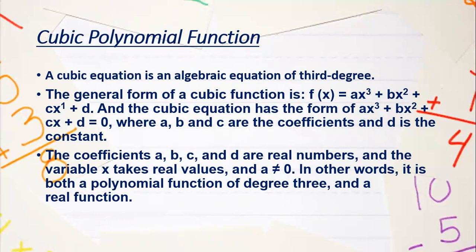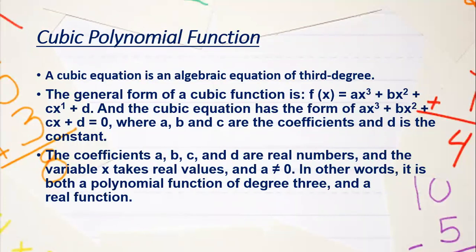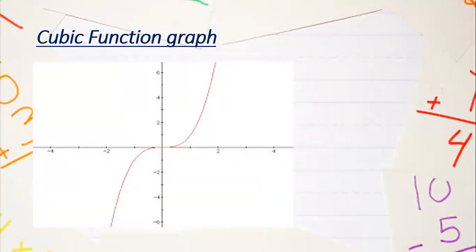The coefficients a, b, c and d are all real numbers, and the variable x takes real numbers, and a is not equal to 0. In other words, it is a polynomial function of degree 3 with real numbers. So here's a graph of a cubic function. I don't know why it's blurry right now, but this is the graph, more or less. We can put this equation ax cubed in Desmos and get the graph.